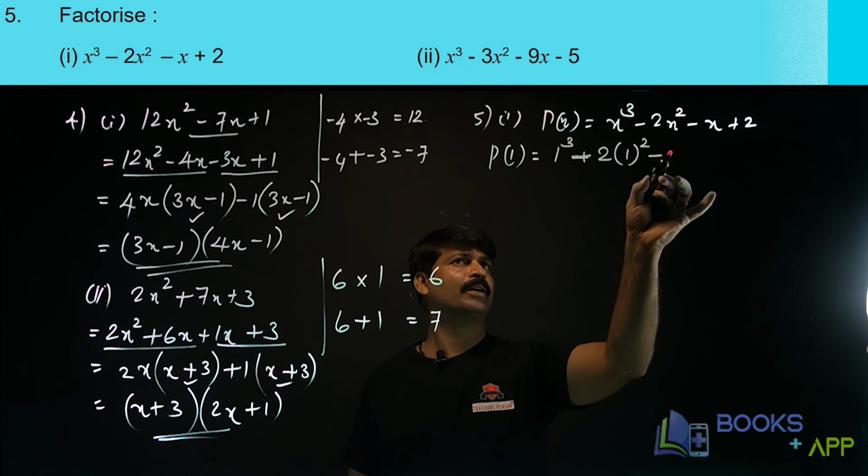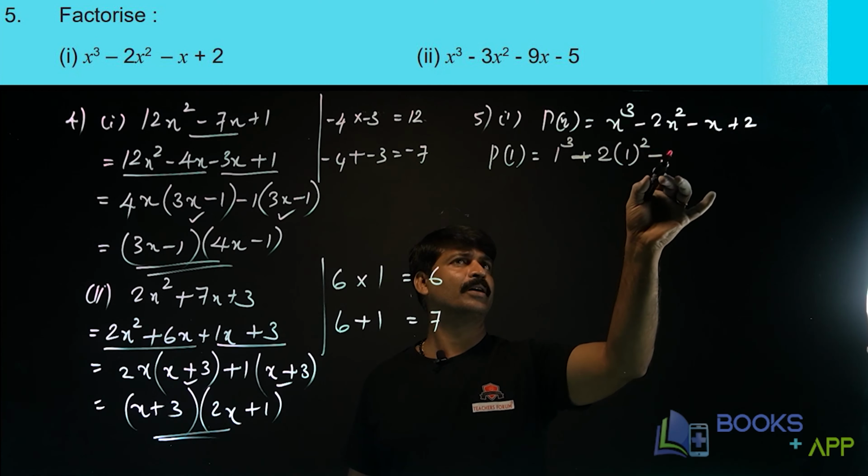What is the answer? 1 cube is 1. 1 square is 1. 1 into minus 2, that is minus 2. Here we have minus 1. Here we have plus 2. You see, plus 2 minus 2 cancel, plus 1 minus 1 cancel, answer is 0. So P of 1 is equal to 0. From this, what we conclude, which implies x minus 1 is a factor. X minus 1 is a factor.